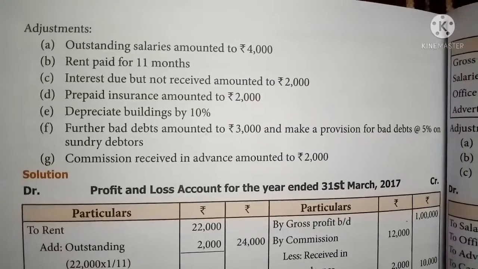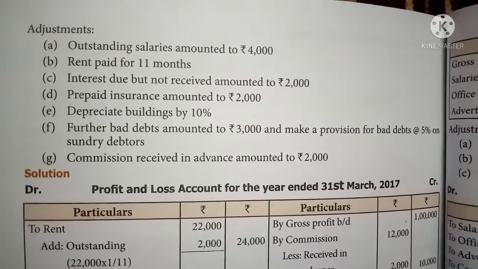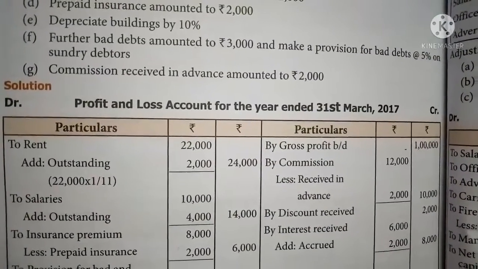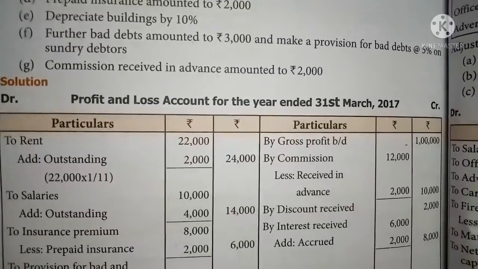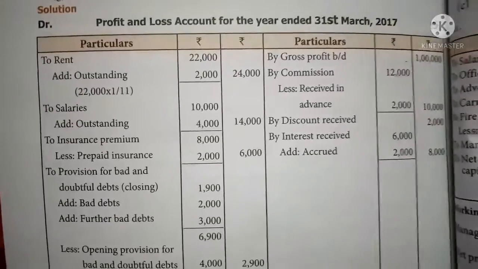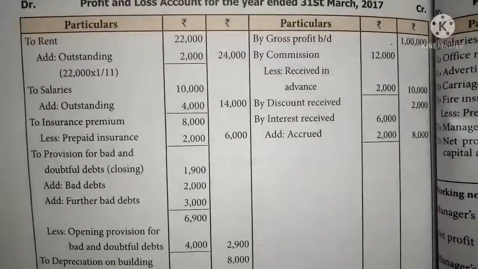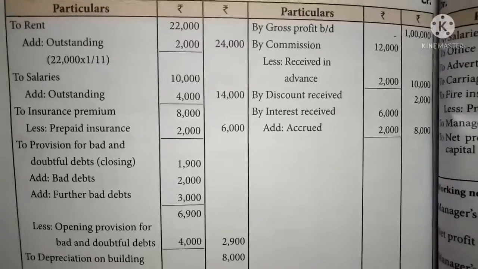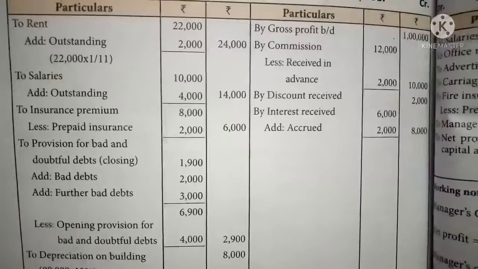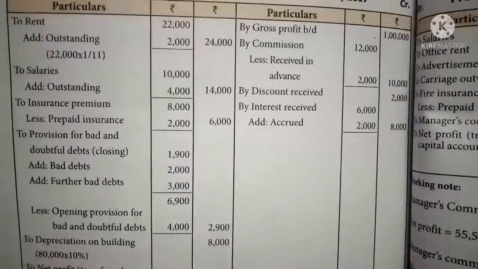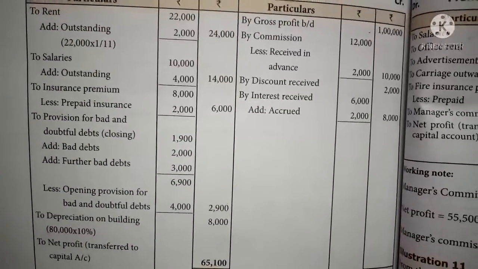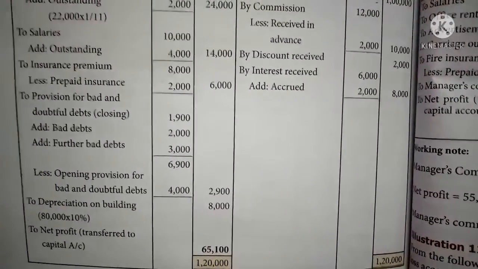Then commission received in advance 2,000. It is an income item. So in the credit side, by commission, less received in advance should be subtracted. So the net amount will be shown in the outer column. Likewise, you can find out the debit items and the credit items. While writing the debit item and the credit item, whatever adjustments are given, you can make the adjustment compulsorily, whether add or less. Then after writing all the information, you can balance the profit and loss account. It will show either net profit or net loss.